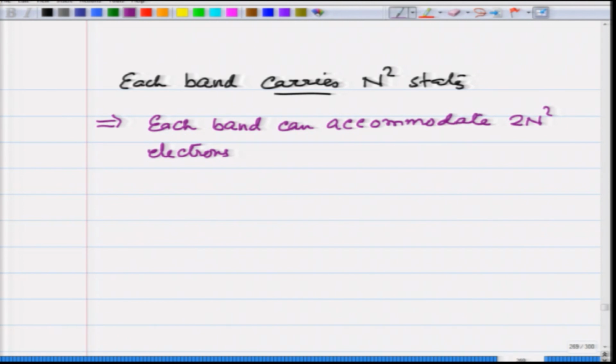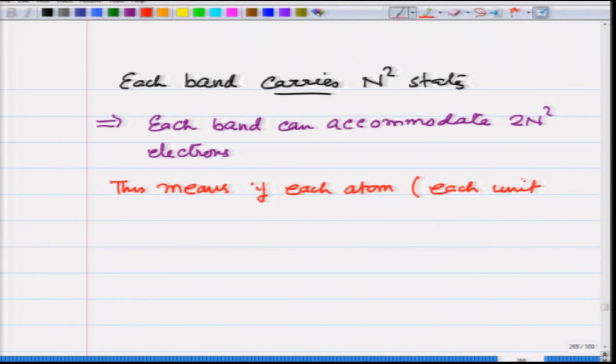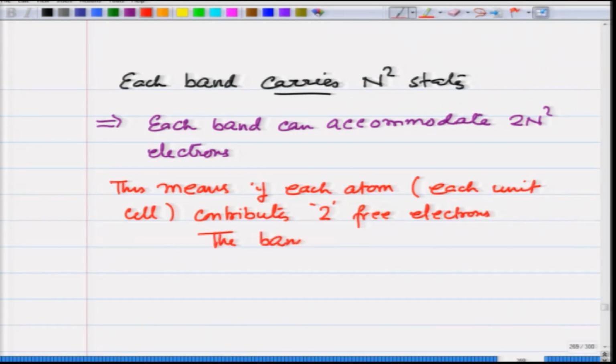So, now whatever we discuss in terms of the 1D model, if I have N square unit cells in the sample and each unit cell carries one atom and each atom gives 2 electrons, then the band will be fully occupied. So, this means that if each atom, meaning each unit cell which carries one atom, contributes 2 free electrons, the band will be fully filled.